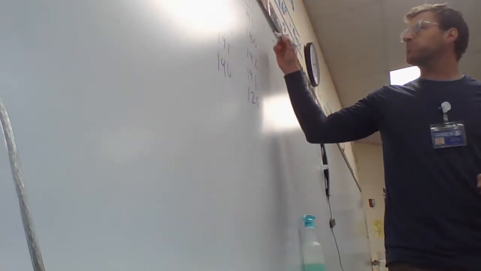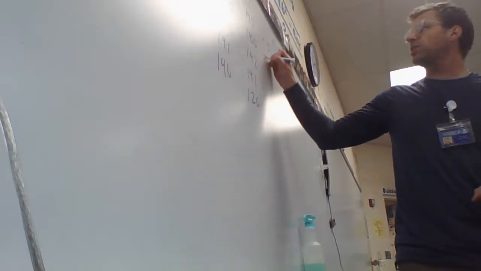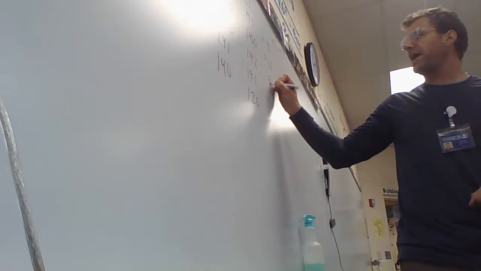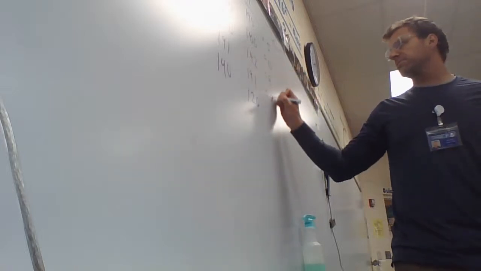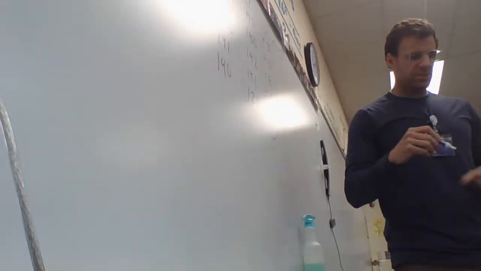So if I look at the first person, they lost 5 pounds, 200 minus 195 is 5. Next person lost 10 pounds. Next person lost 8 pounds. Next person lost 0 pounds. And the next person lost 20 pounds. So that's the only list I really care about, the list of my differences.